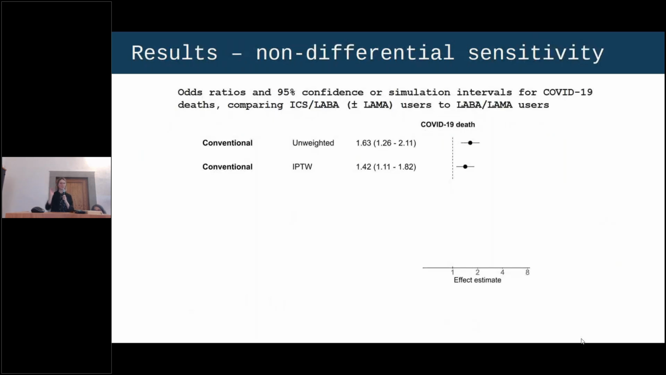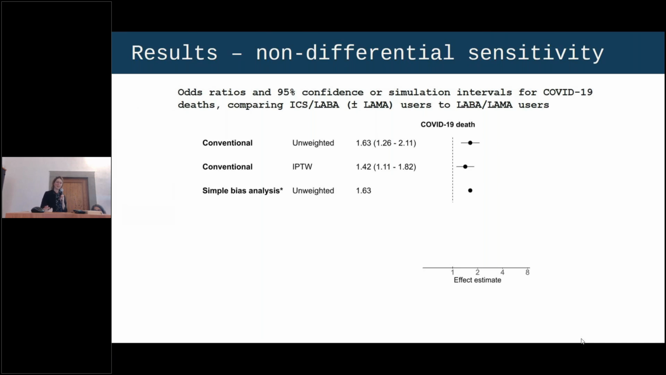This just shows the results. So the study compared uses of inhaled corticosteroids to uses of effectively an active comparator in the population of COPD patients, which is LABA/LAMA uses. And you can see, before we correct for anything, we find a harmful effect, as we had come to expect. On adjustment for confounding, this moves a little bit towards the null, but not completely.